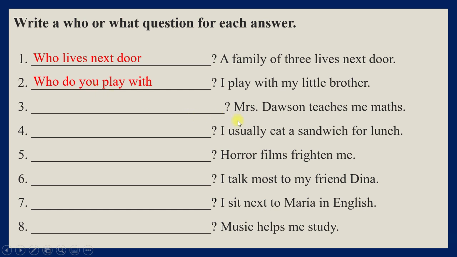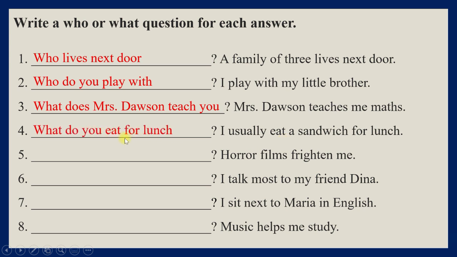Number 3, Mrs. Dawson teaches me maths. What does Mrs. Dawson teach you? Again, because Mrs. Dawson is our subject in here, we have an auxiliary verb. Number 4, I usually eat a sandwich for lunch. What do you eat for lunch? Or what do you usually eat for lunch? Number 5, horror films frighten me. You could say, what are you scared of? Or what frightens you? Again, we have different options.